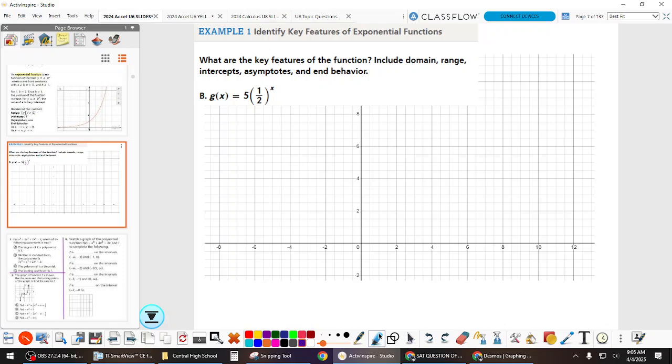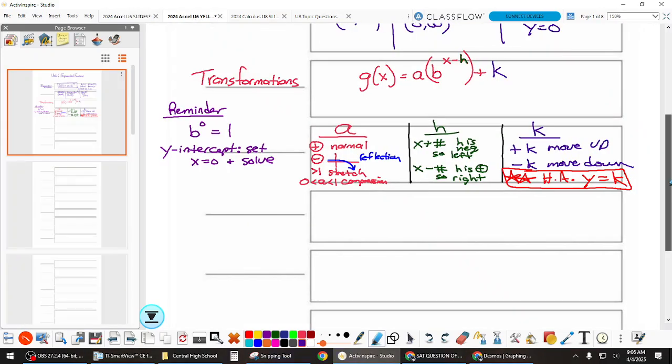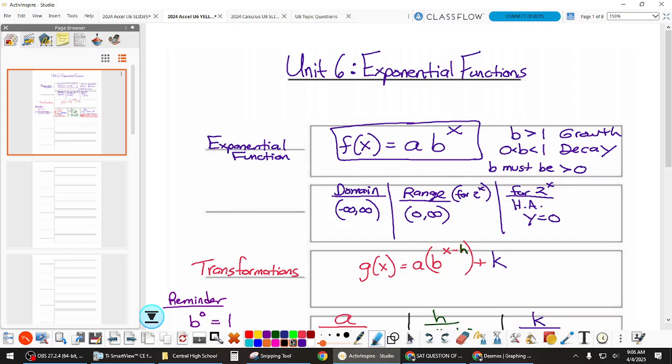Alright. So on your notes we wrote if b is between 0 and 1, it's decay, but I think we should probably put what that looks like. It goes like this. Growth is the normal one. Growth is this one, and then decay is that one flipped over, going in the other direction.